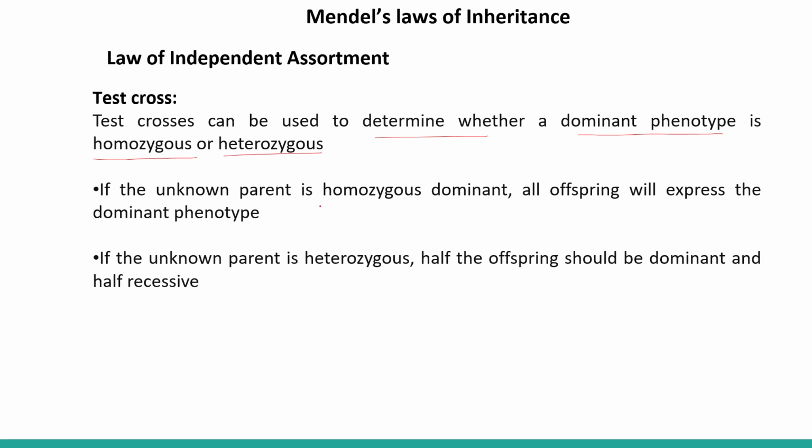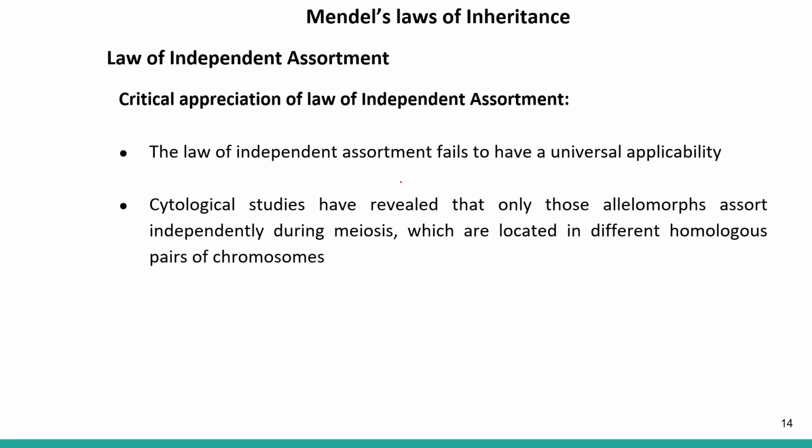That is the heterozygous. So a test cross can be used to determine whether the dominant phenotype is homozygous or heterozygous. If the unknown parent is homozygous dominant, all offspring will express the dominant phenotype. And if the unknown parent is heterozygous, half of the offspring should be dominant and half of them recessive, right? So here, if they are all dominant, then you will get homozygous dominant. All the dominant phenotype you get, then it will be the homozygous dominant.